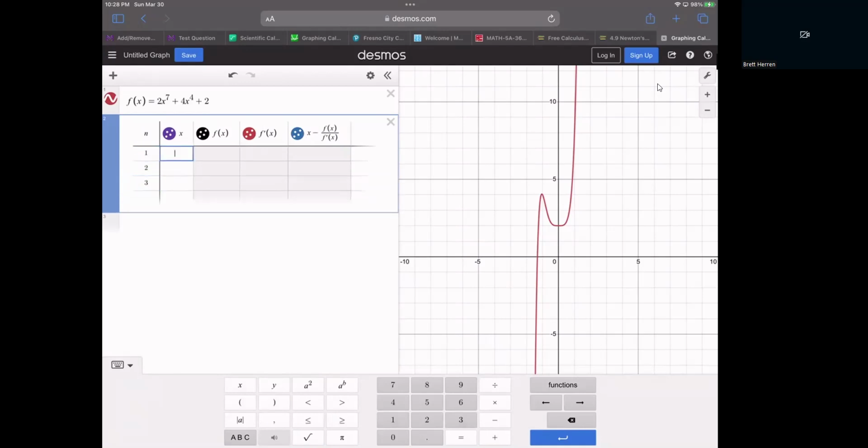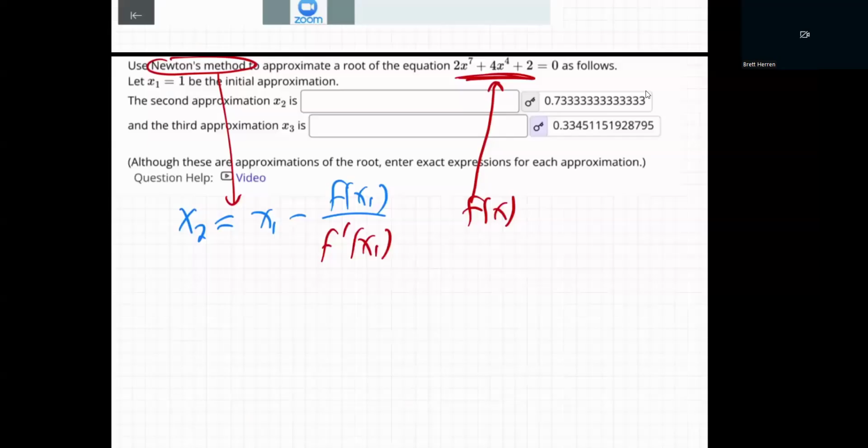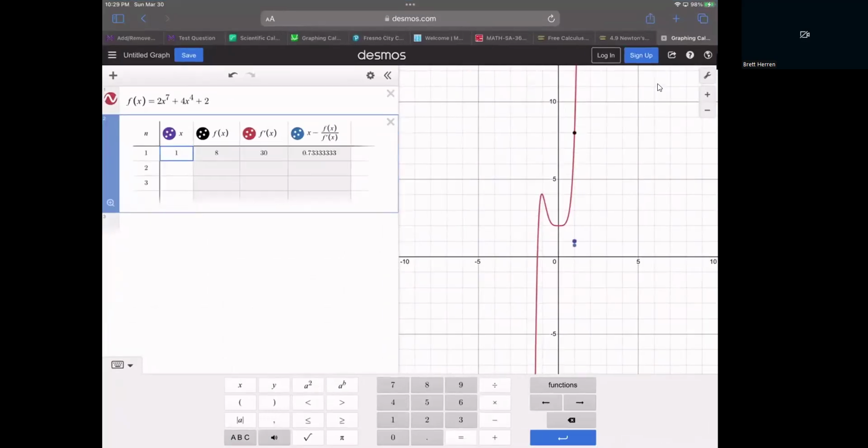My first x value, I'll show you. If you remember, it said start at x equals 1. So x1 is 1. And there's our function, which I just typed in. All right, back to it. So you just put a 1 in there for your first x value, and boom, it automatically populates.